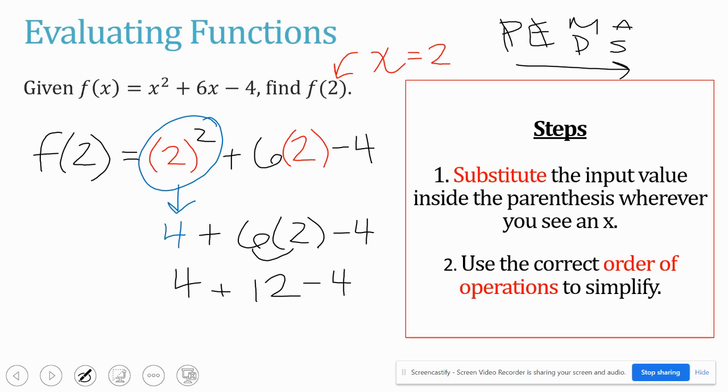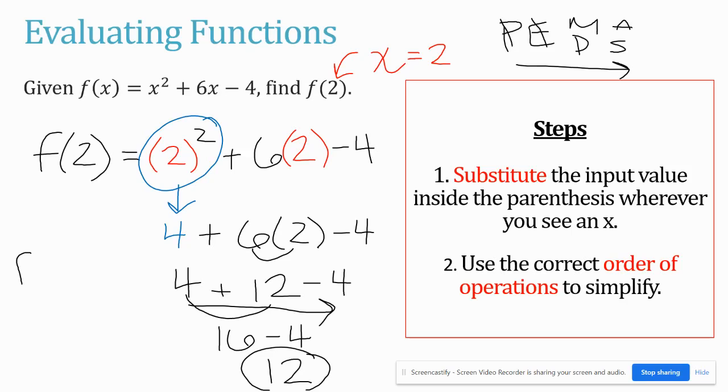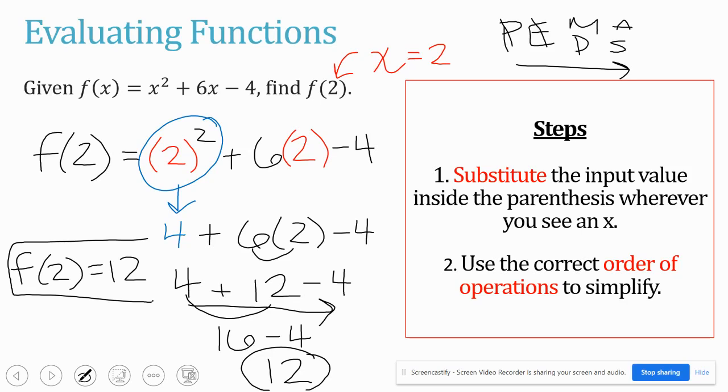And then we're going to work from left to right, just like we said before. So we're going to add first. 4 plus 12 is 16. Bring down that minus 4. And then 16 minus 4 is 12. That means f of 2 is equal to 12. Our input is 2. So that means x is 2. That means our y value would be 12.